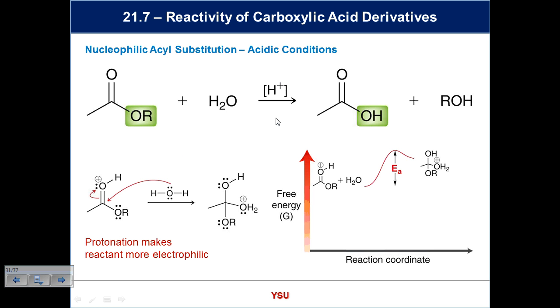Now, in this case, we have a small amount of acid. We have a catalytic amount of acid. Why do we think that is catalytic? What's the basis for that? Well, it turns out if you don't have the acid, that's a very, very slow process.